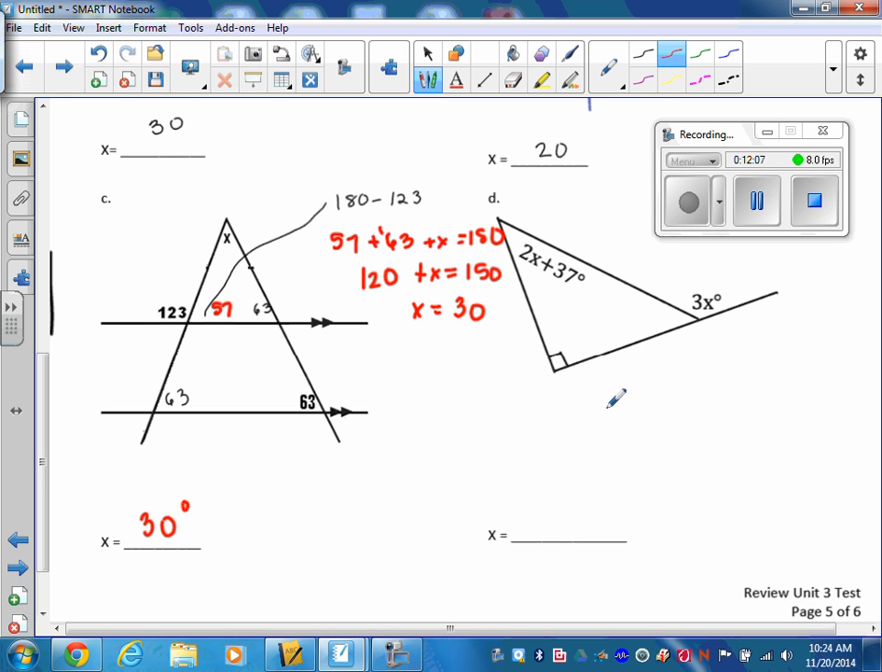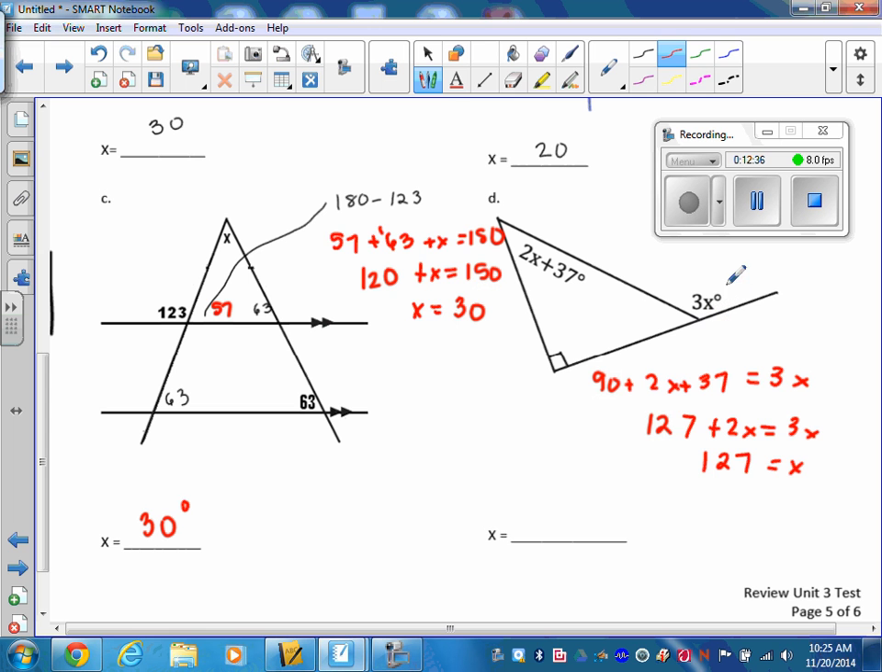Let me see if I can get this last one in here. This angle is 90 degrees plus this angle, 2x plus 37. That's equal to 3x. That's that exterior angle rule. So 90 plus 37 is 127 plus the 2x equals 3x. So x equals 127.